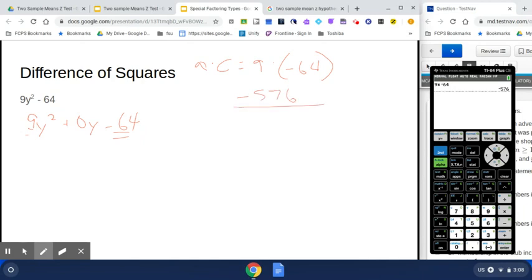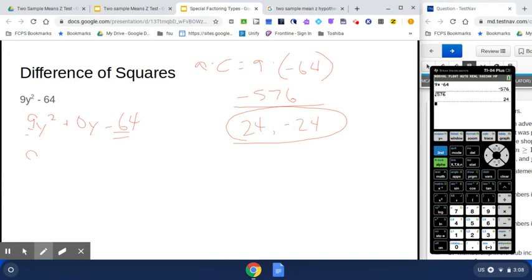Now, if I were to list out all of the factors of negative 576, I could be here for a while. But remember what we said in that last slide. We're looking for the same number. One has to be positive and one has to be negative. So what I'm going to do, guys, is take the square root of that number, 576. That tells me if I multiply 24 times negative 24, that is going to give me that negative 576, and they also add up to 0. So that's the pair that I want.